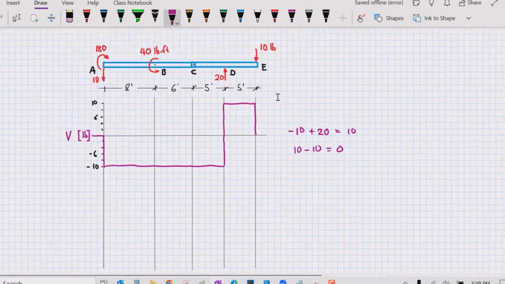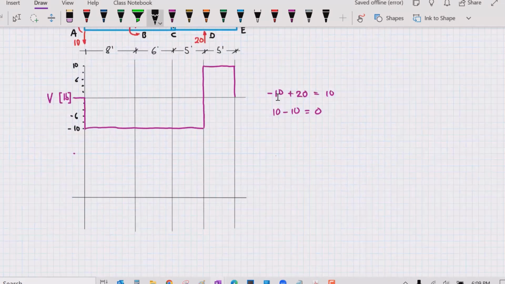Now the moment. So this is moment, pound feet, and it will be 40, 80, 120, 160, 200.